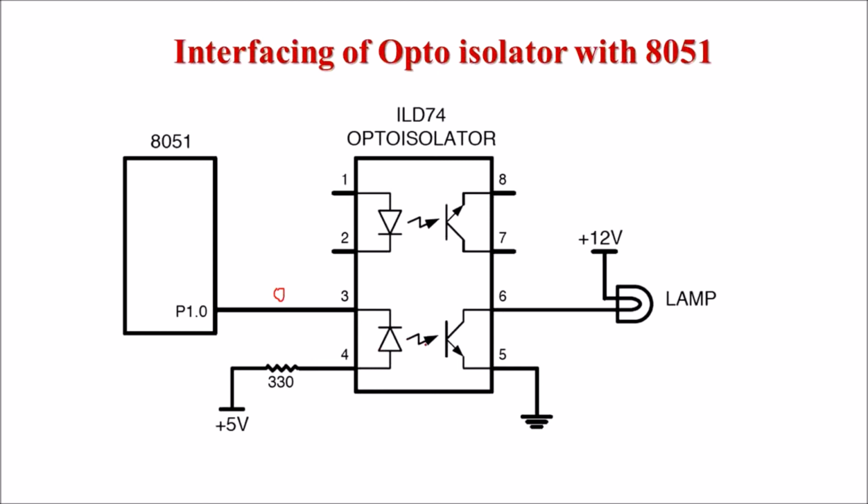When the LED glows, it focuses light on the phototransistor, and current will flow through the phototransistor and this lamp will glow. When we send a logic 1, this device is off, and hence no current will flow through the phototransistor and the lamp turns off. The IC used here is the ILD74 opto isolator. It has two pairs of opto isolators, so we can connect two different devices through this IC.